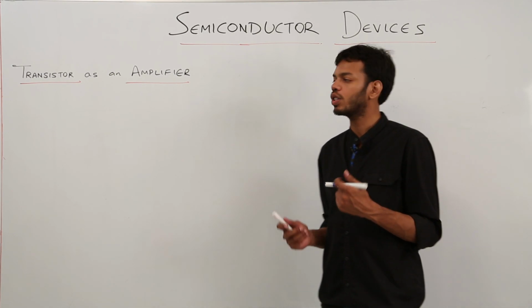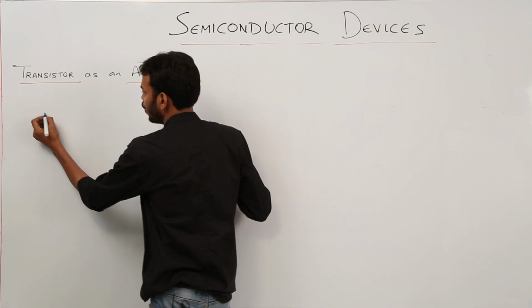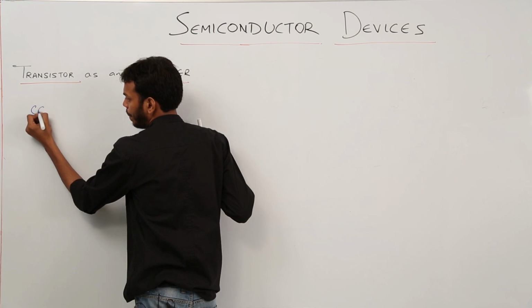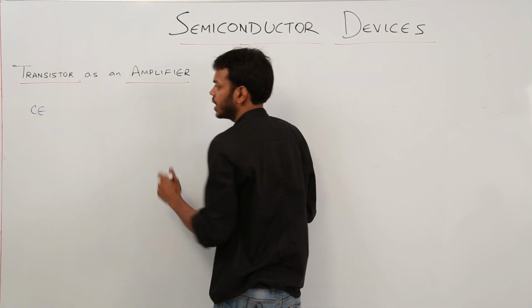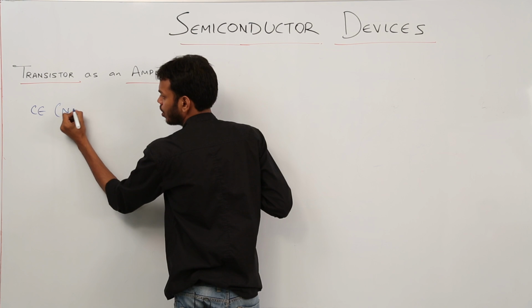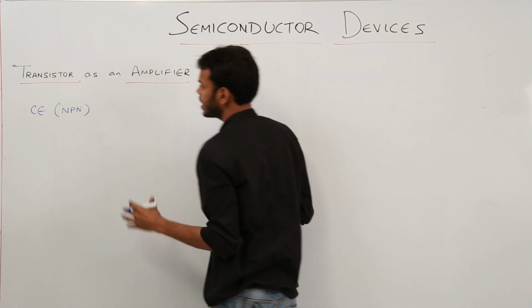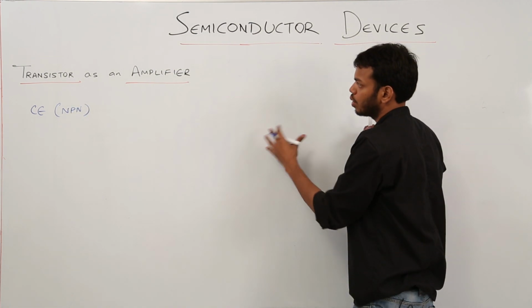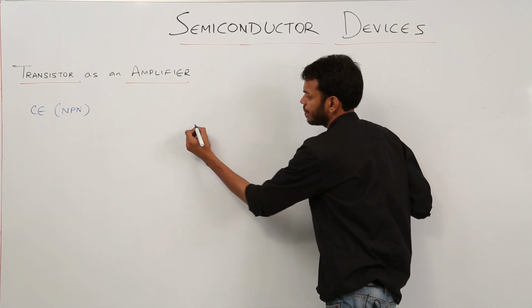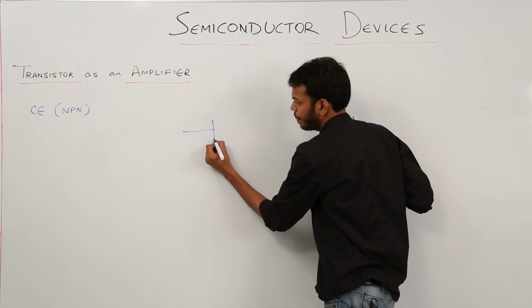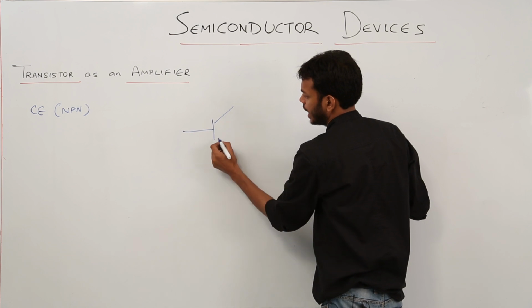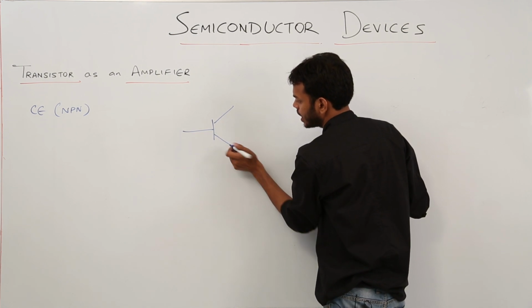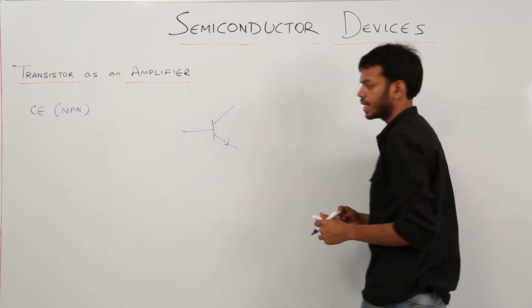Now let's see how a transistor works as an amplifier. We are taking the common emitter configuration, in NPN configuration. This is the transistor we'll be using to work as an amplifier. This is our base region, collector, emitter. Since this is an NPN, it will be like this.